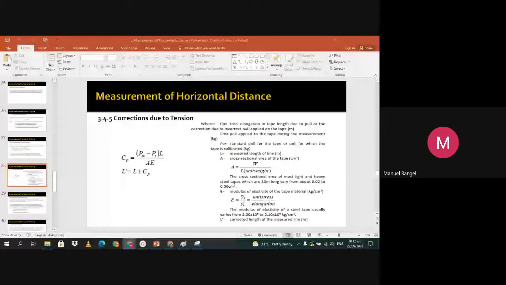So the tape stretches in an elastic manner, and since the modulus of elasticity of a material can be expressed as the ratio of a unit stress to unit elongation, the change in length can be determined as follows. So we have the formula for the modulus of elasticity. So your mechanics.